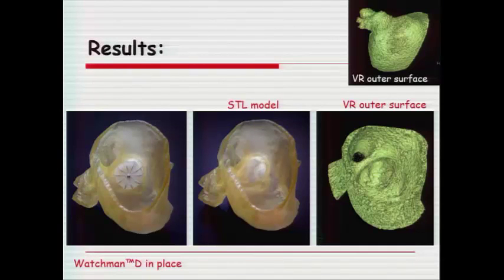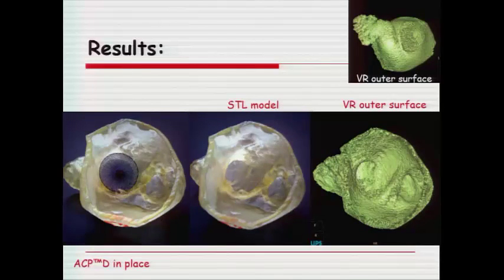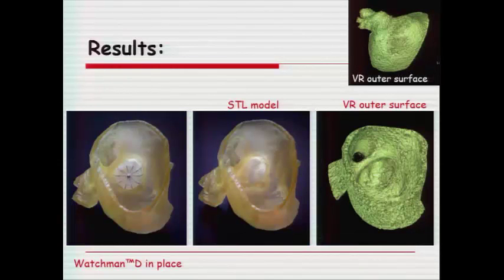So let's take a look at what we actually did. This is volume rendering of the left atrium. Here you can see the left superior pulmonary vein. This is the left atrial appendage sticking out here on the side. And this is actually the model that we have created, the hollowed model.